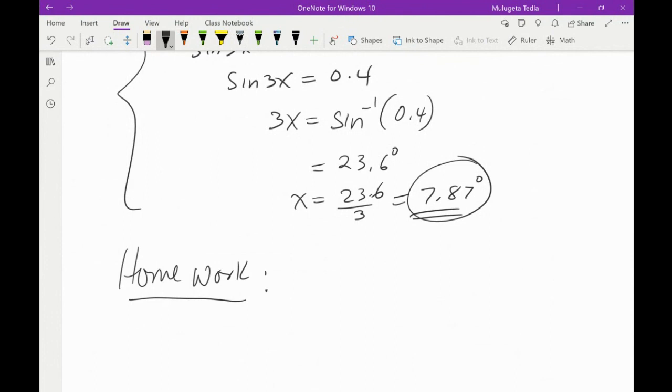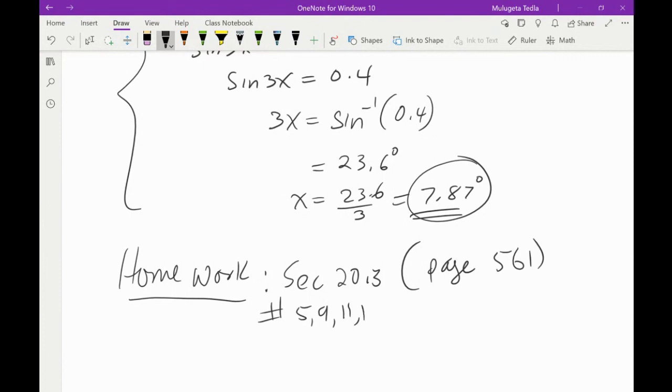Section 20.3, double angle formula. On page 561, the numbers are 5, 9, 11, 13, 15, 19, 21, 23, 25, 27, and 29.